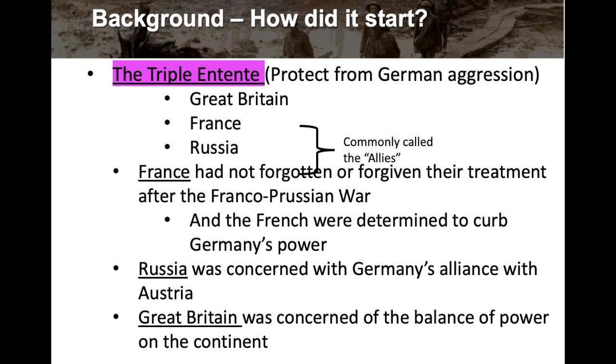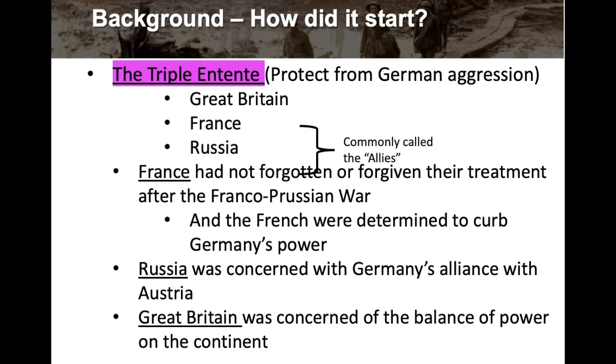Now, France had not forgotten or forgiven their treatment after the Franco-Prussian War. So that's why the Central Powers were afraid of some kind of revenge. And the French were determined to curb Germany's power. They saw Germany as a power and they wanted to curb it.